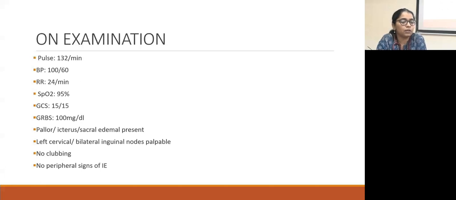On examination, pulse was at 132 per minute, which was regular, BP at 160, respiratory rate at 24 per minute, saturation at 95% on room air. GCS was 15/15 with a GRBS of 100. There was pallor, icterus, and sacral edema. Left cervical and bilateral inguinal nodes were palpable. There's no clubbing, no peripheral signs of infective endocarditis.